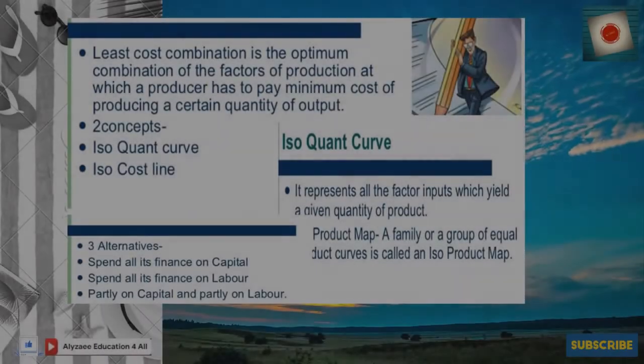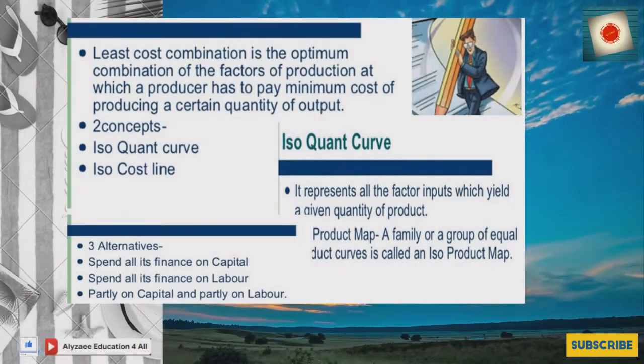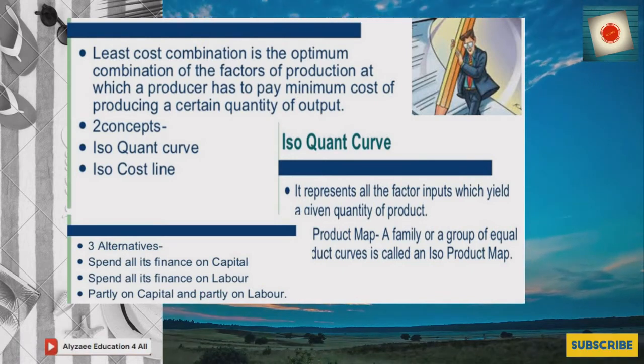Now, what is least cost combination? Least cost combination states that it is the optimum combination of factors of production at which a factory owner has to pay minimum cost of producing a certain quantity of output. So there are two concepts in consideration. One is isoproduct curve and the other is isocost line.